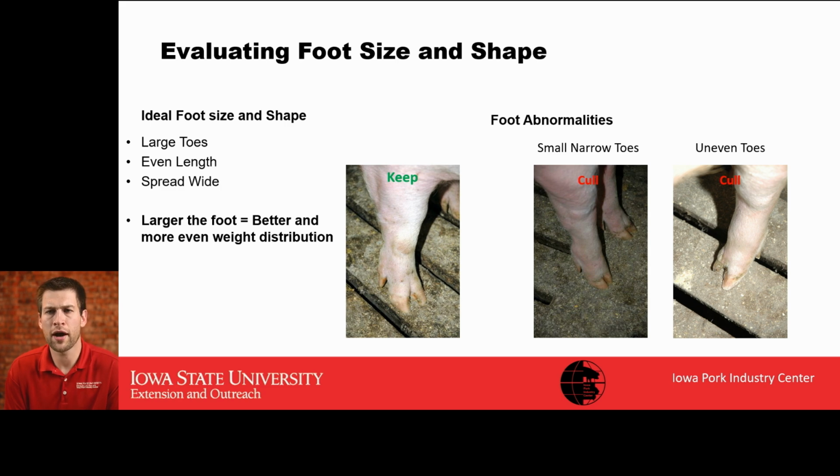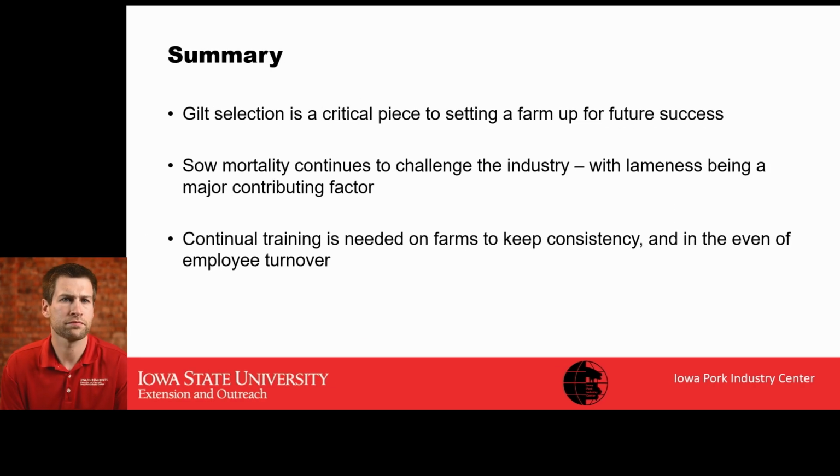And then we look on the far right where we've got a gilt with uneven toes. So it's clearly this gilt's not wearing her toes evenly, and ultimately this could result in some inflammation and some damage we're doing to the joints. But more importantly, it just predisposes this gilt to damage from a foot lesion standpoint, lameness, anything of the sort. So culling animals like this is certainly a priority, and these are all traits that I think are relatively easy for producers to be able to identify.